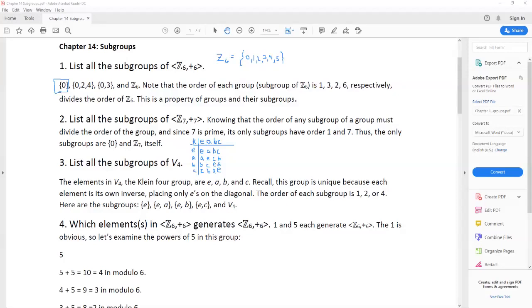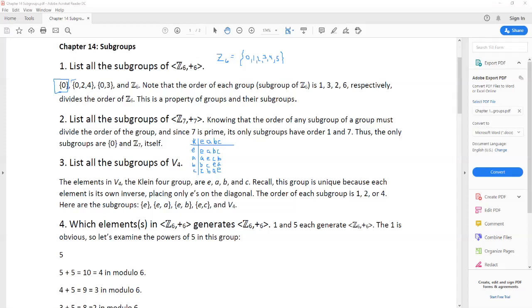Of course, it has the closure property because 0 plus 0 is 0. 0 acts as its own inverse. It's the identity, and of course, anytime you're working in the integers under addition, you're going to have the associative property hold.